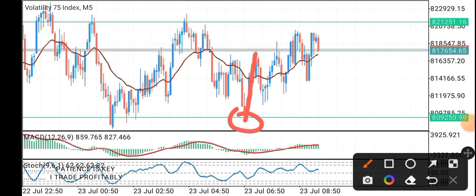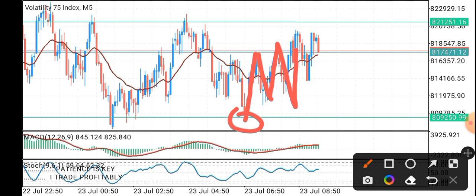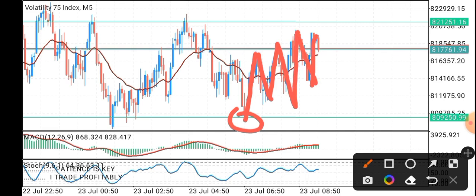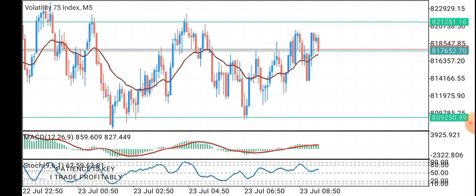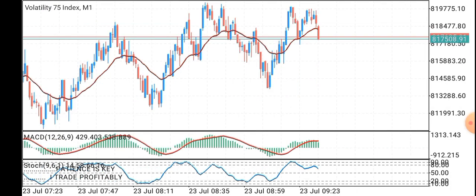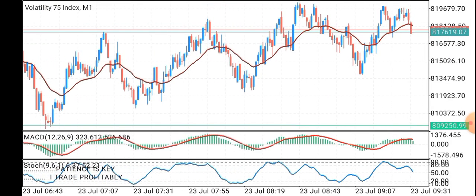Price went up, made a higher high, came back to make a higher low, higher high, higher low, higher high, higher low. And price is trying to make another higher high. But let's go to the 1 minute, which is our entry time frame, to see what's happening.